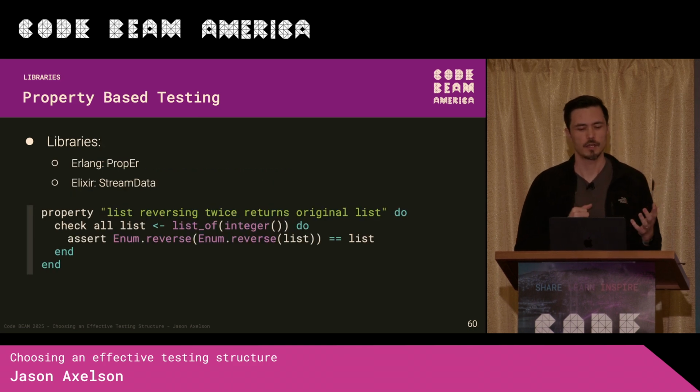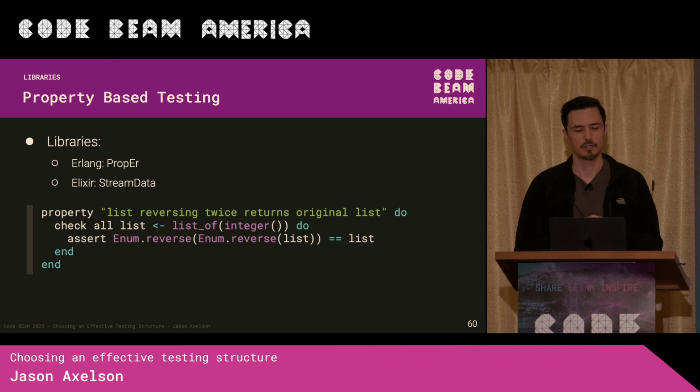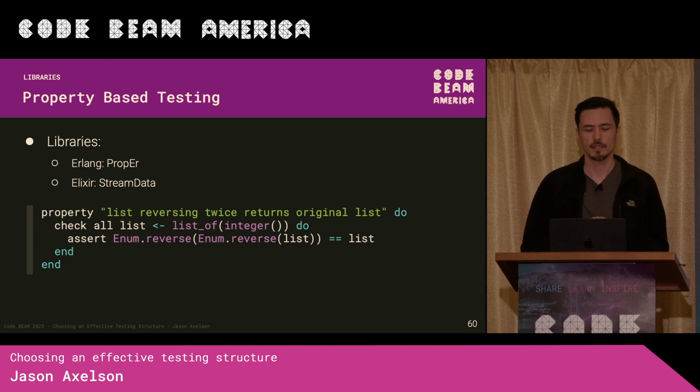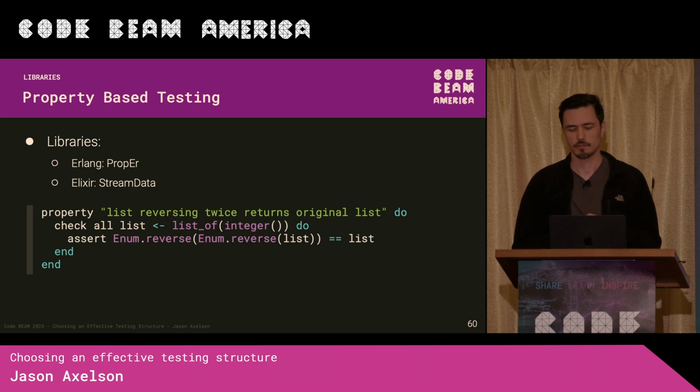But if you do want to use it, in Erlang, you could probably use PropEr, and in Elixir, you have a library called StreamData. And this is what a property would look like in StreamData, where you're checking, OK, for any list of integers, I want to assert that if I reverse it twice, then I'm getting back that same original list.